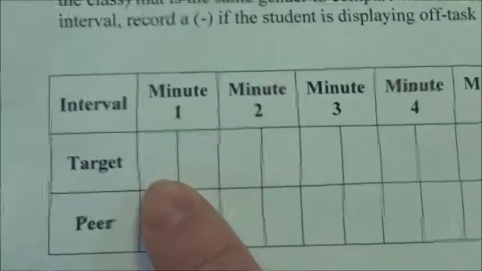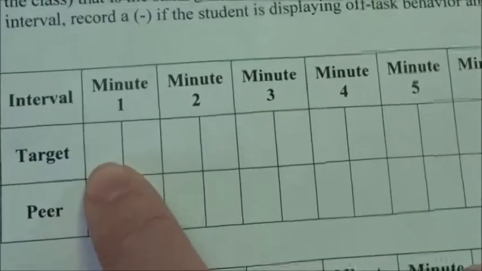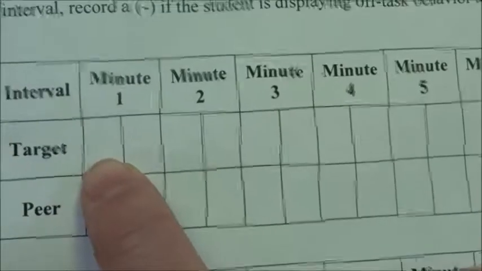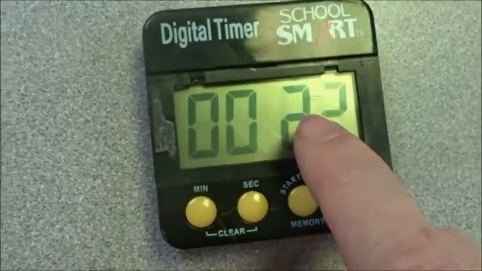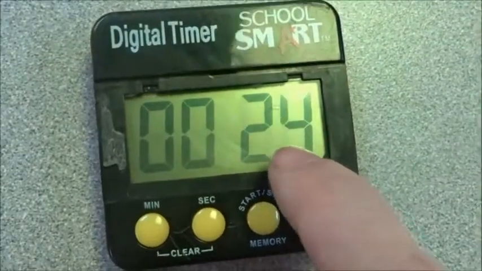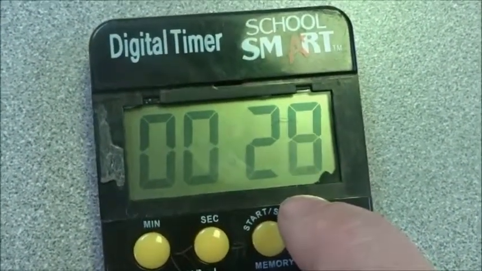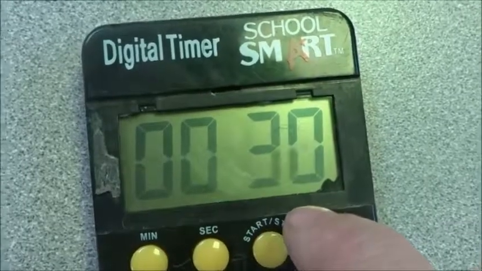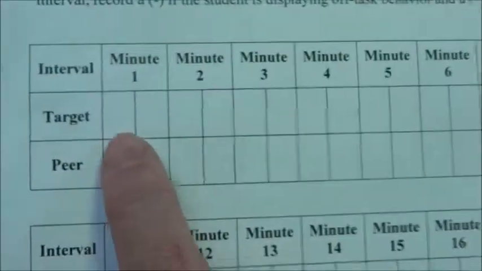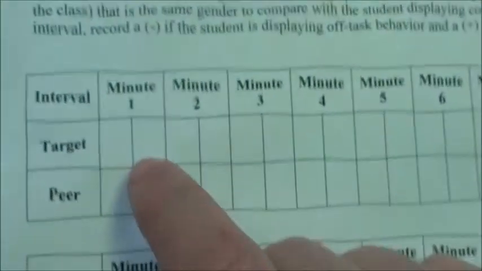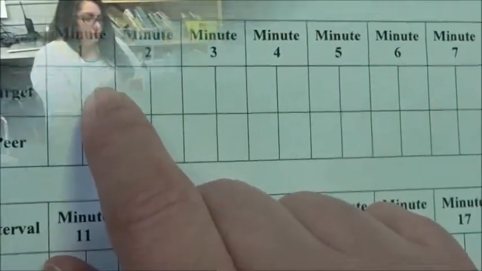If the student was on task for the 30 seconds, you'll write a plus. If they were not on task, you'll write a minus. And then you'll wait another 30 seconds according to your timer. So after that hits 30, you would write your data. Then you're watching it again. When it hits 60, you're writing your next data point.